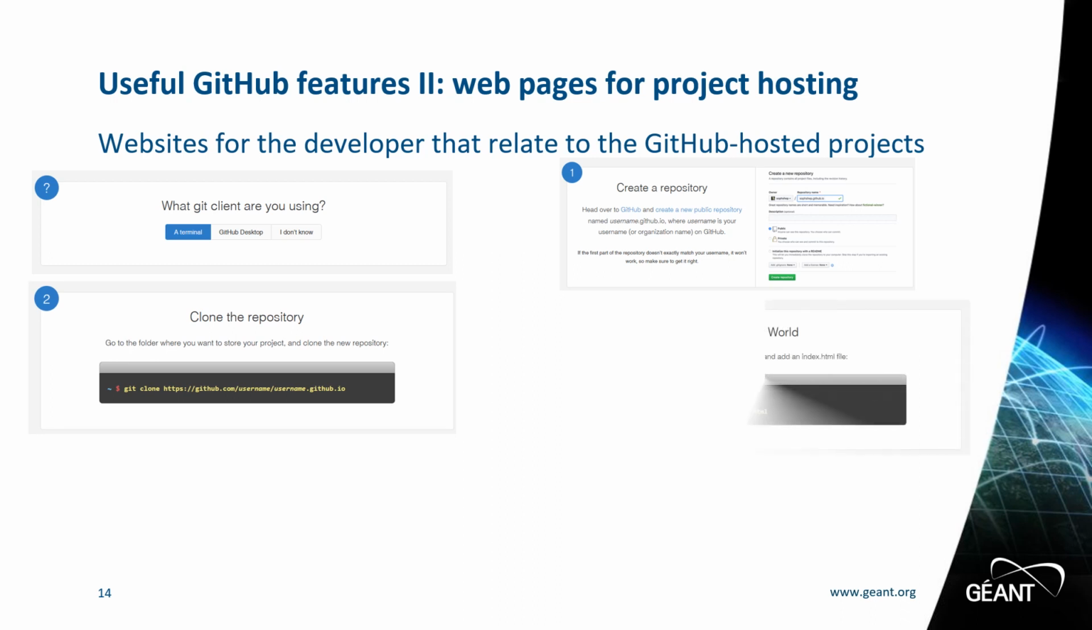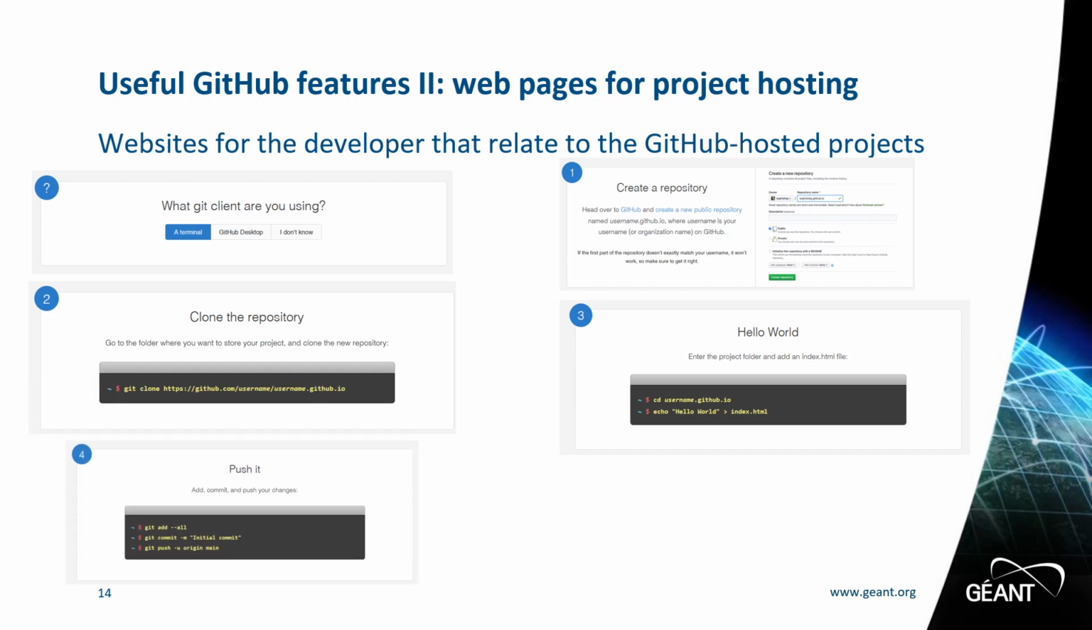Next, create a file index.html with some HTML code inside the repository. Afterwards, push the HTML file to the repository on GitHub with the commands git add --all, git commit -m with a comment, and git push -u origin main. You have now finished, and the web page is shown at the URL username.github.io.